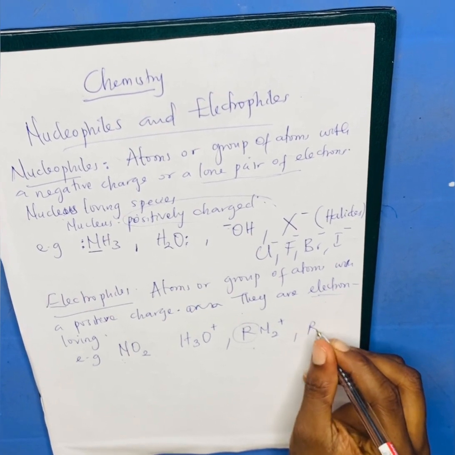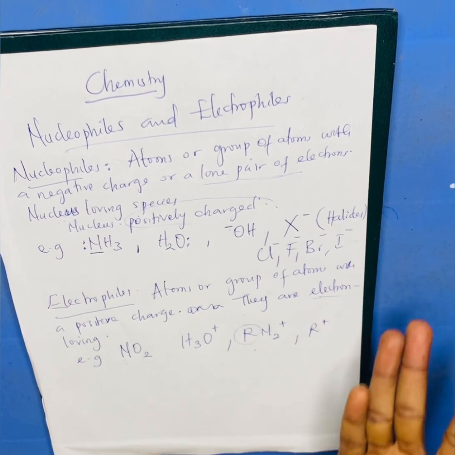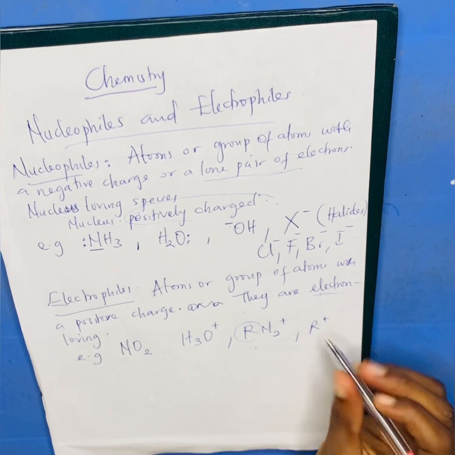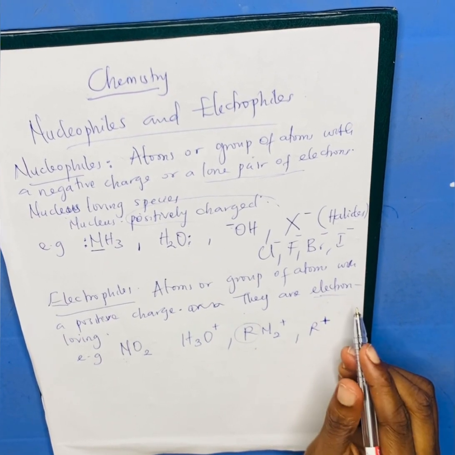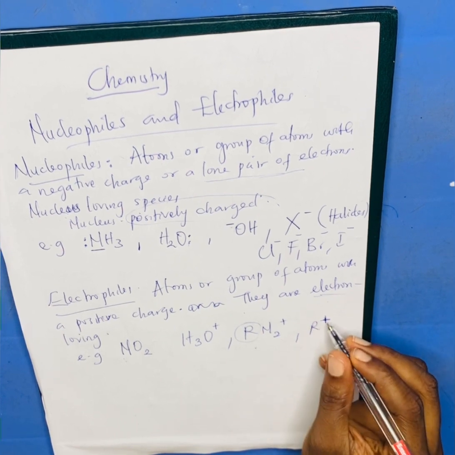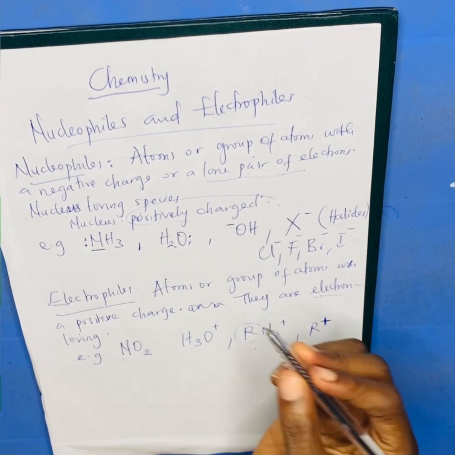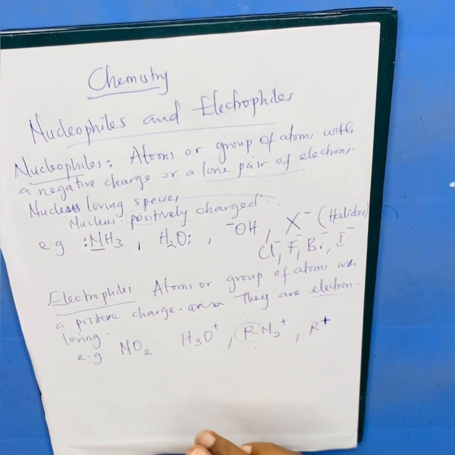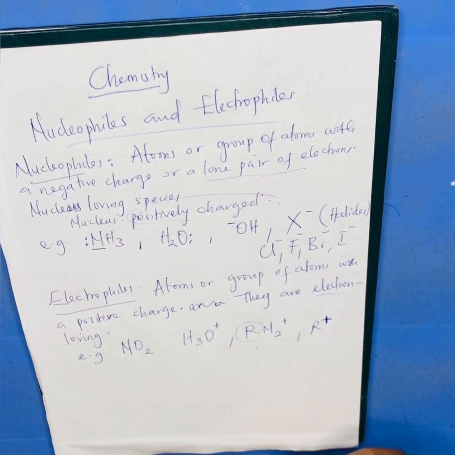Lastly, we have R plus. We have several other examples. I just gave us these few to explain. So R plus means an alkyl that is having a positive charge. It's not an alkyl radical. A radical will have dots, like we explained in homolytic and heterolytic fission. You can do well to check that out too.